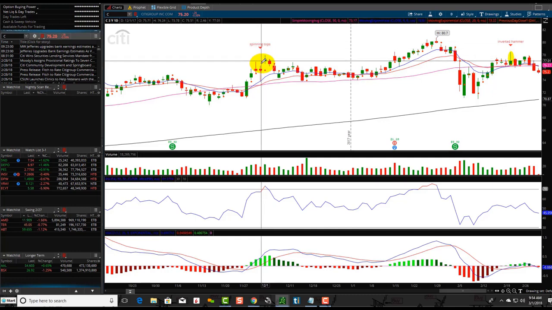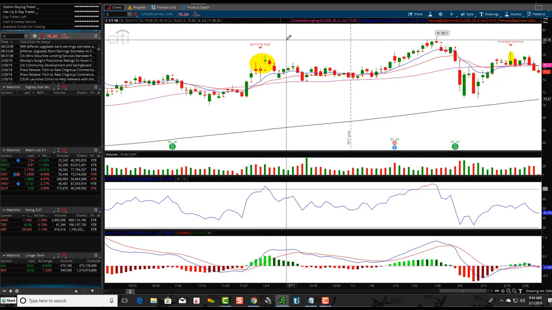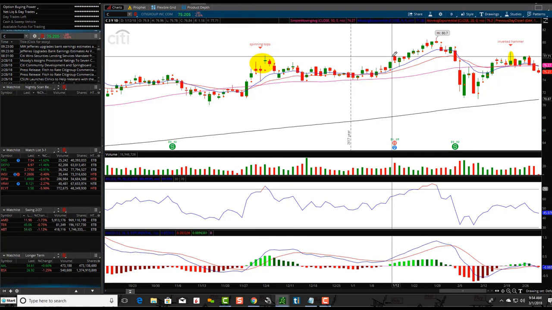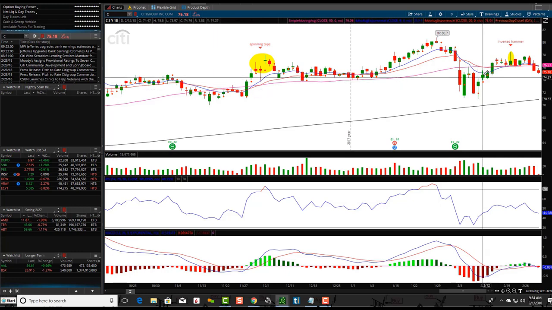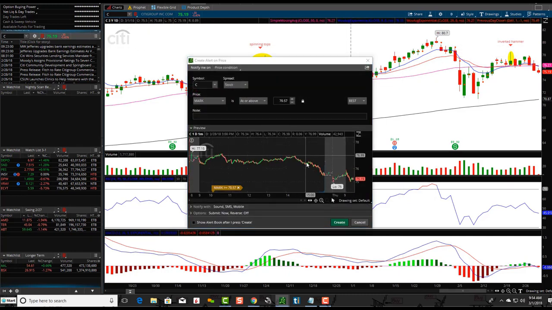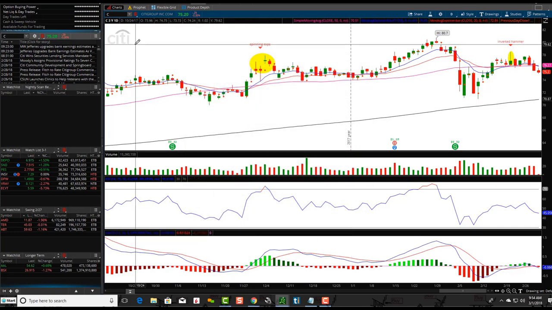You can see these are versions of spinning tops over here. They're not always going to look perfect. Again, here's a spinning top right up here. There's one up here. There's one over here, kind of down here. You're going to see them everywhere on charts. Signs of indecision, signs of potential reversals. Let's look at Facebook.